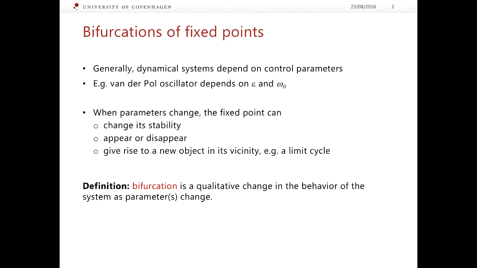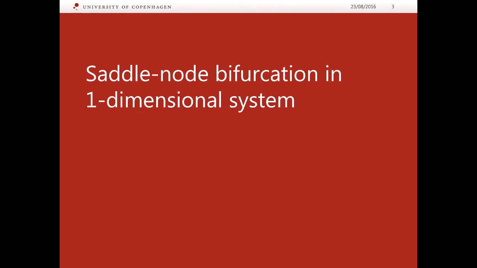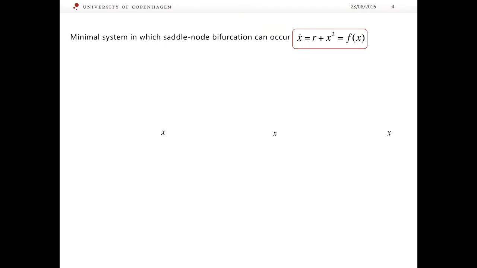We can introduce the concept of a bifurcation as a qualitative change in the behavior of the dynamical system when the parameters change. For the fixed points, there can be several bifurcations, some of which will be considered in this lecture. We will start from considering a saddle node bifurcation in the one-dimensional system for the start.